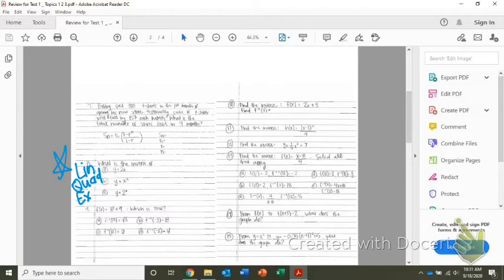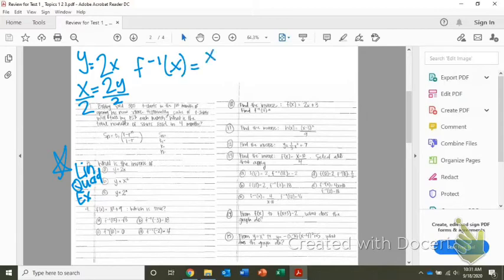So first we have y equals 2x. Swap them. Divide by 2. So the inverse is x over 2.